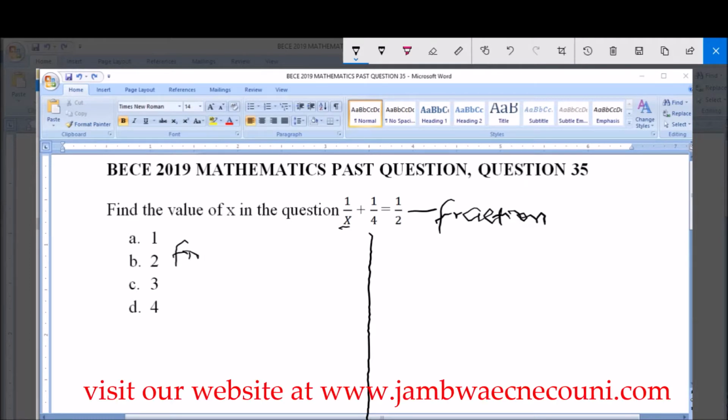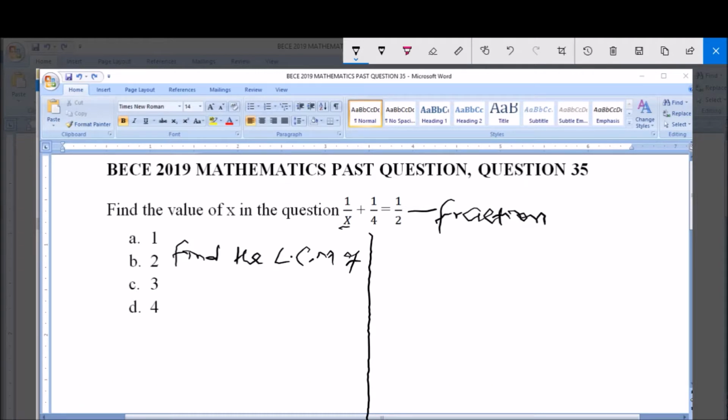And LCM simply means lowest common multiple. That is the lowest number that x will go into without any remainder and 4 can go into without any remainder. That's what we mean by the LCM of x and 4. The best way to find the LCM of x and 4 is by multiplying x by 4, because x is an unknown. It's not a known number. You don't know x, so the best way is to multiply x by 4.